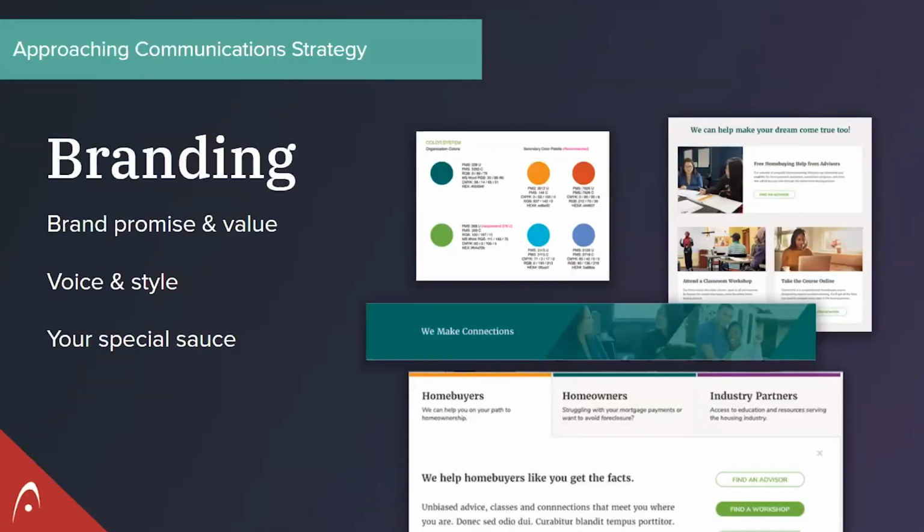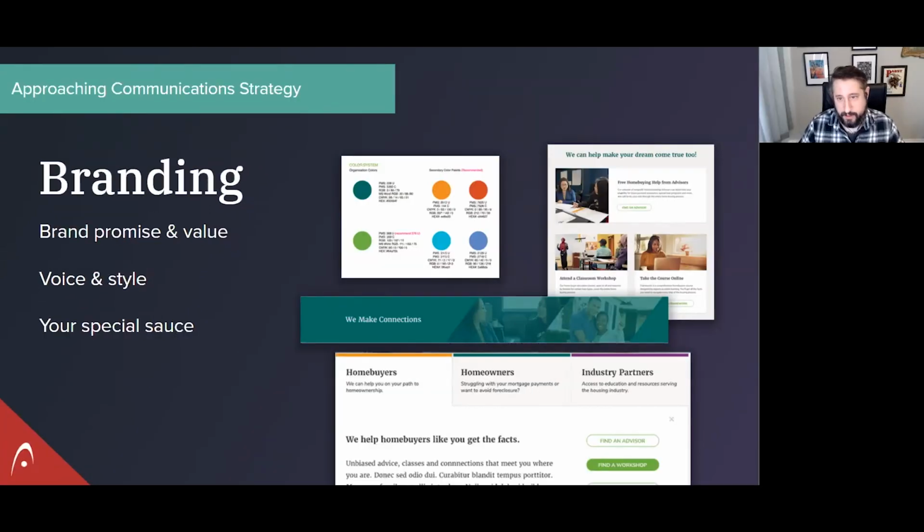So the next part we're going to talk about is branding. And most nonprofits have a pretty good brand already. You know, they use logos and colors consistently, but there's a little bit more besides just what your brand looks like. When we talk about branding for communication strategy, we're talking about your brand promise and the value.